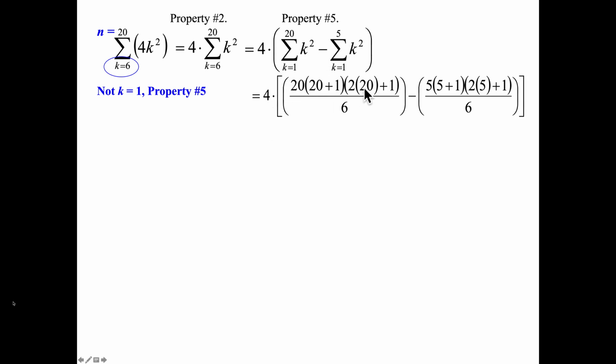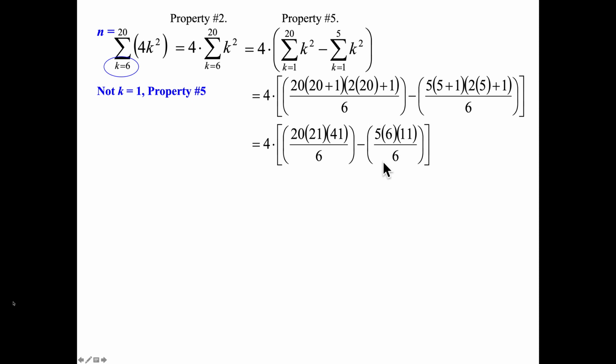4 times, we'll have the n is 20, n times 20 plus 1, n plus 1. Here's the 2n plus 1. Minus, now for this one, n is 5. N plus 1, 2n plus 1, 5, 5 plus 1, 2 times 5 plus 1. So crunch the numbers. Now I did that because I noticed, wait a minute, this 6 doesn't go into 5, so I need to simplify these numbers. This 6 will factor in some way, shape, or form into whatever is in the top. So the second one here, you can see 6 and 6 will cancel. But over here, I'm going to have to break my 6 up into 2 times 3.